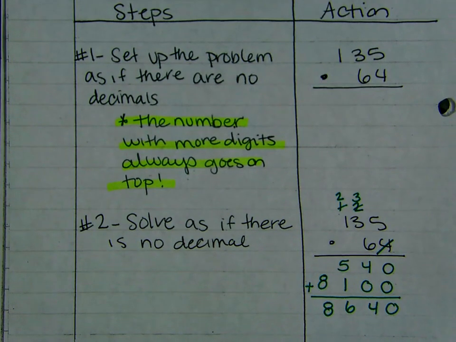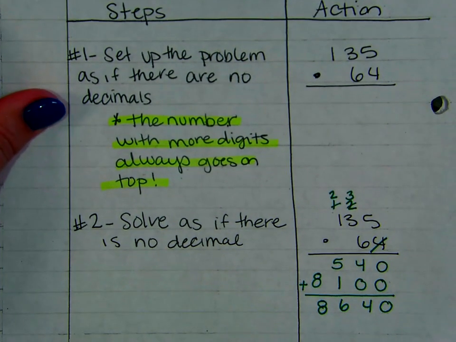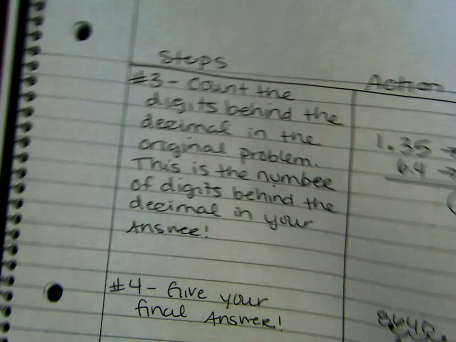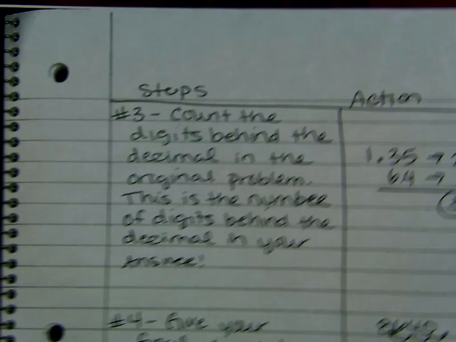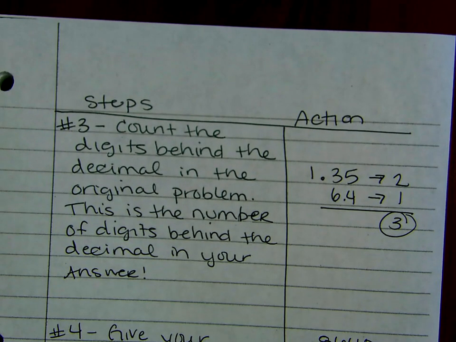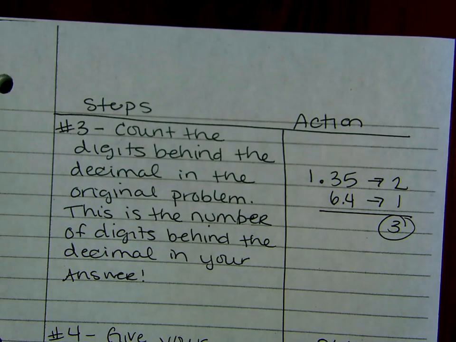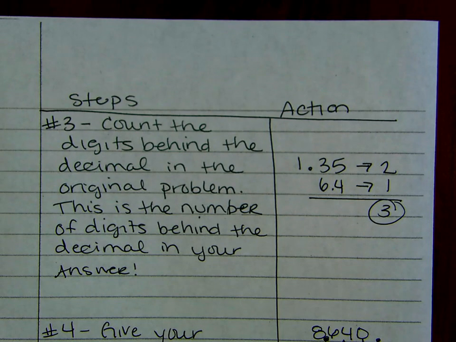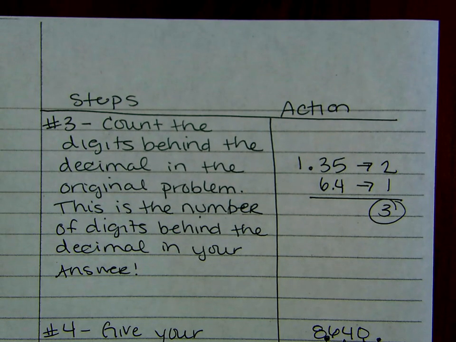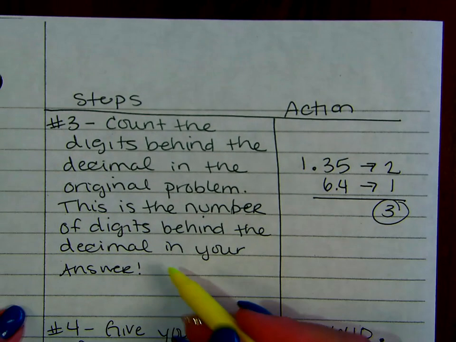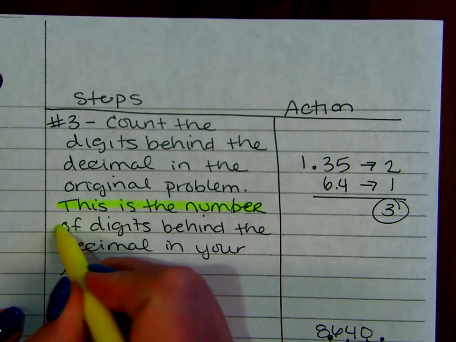Now the next thing that we're going to do is we are going to use the 8, 6, 4, and the 0 in our next piece. So we know here, and I just had to move to a separate sheet of paper because I like to write big, okay? For my third step, I'm going to go ahead and count the digits behind the decimal in my original problem. And this will end up being the number of digits in my final answer.